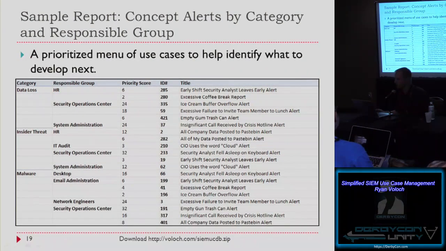Here's another sample report for concept alerts by category and responsible groups. So it's a prioritized menu to help you identify what you want to develop next based on your security category or the responsible group. You'll see there the priority scores in the middle. In this case it's data loss. The Security Operations Center has a priority score of 24, and that seems to be the highest use case. So that was something you probably want to focus on next if you're concerned about data loss, and the Security Operations Center can do the buffer overflow attempt. And those are just some fake use case titles.